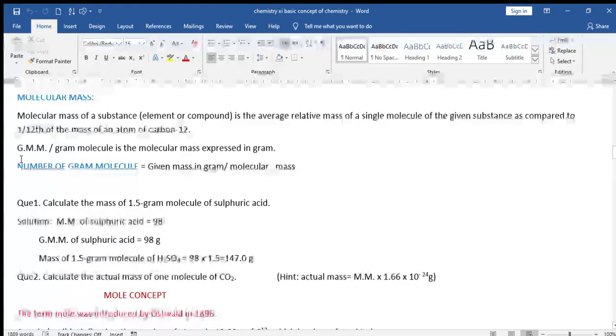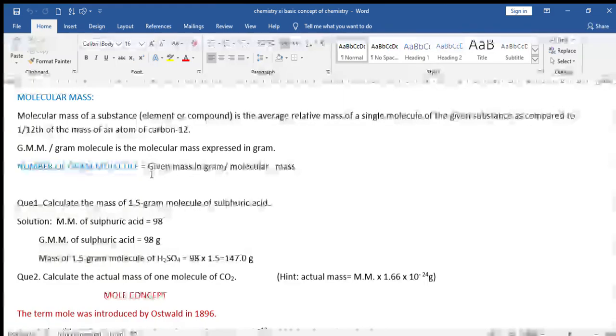Gram molecular mass or gram molecule is the molecular mass expressed in gram. How to calculate the number of gram molecules? If the mass of any substance is given in gram, and you have to find the number of gram molecules in that given mass, we have to divide the given mass by the molecular mass.